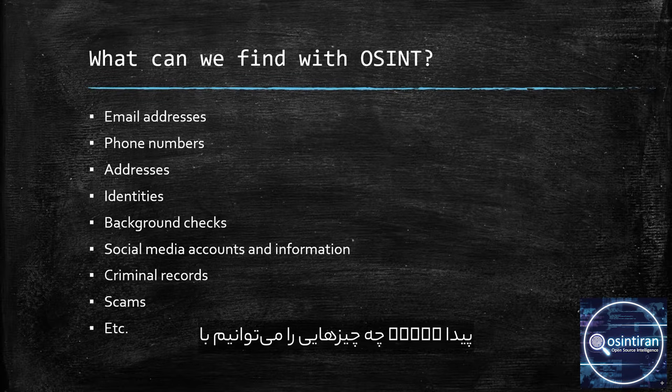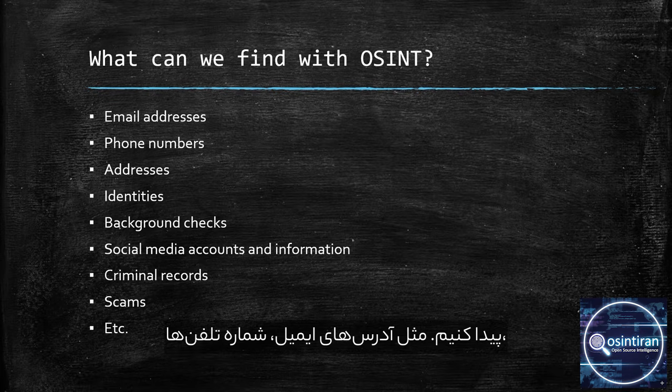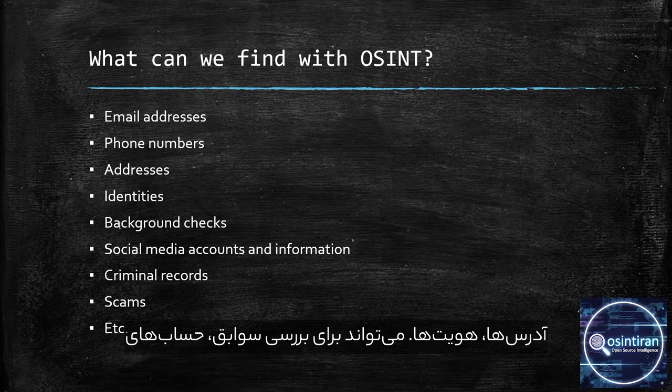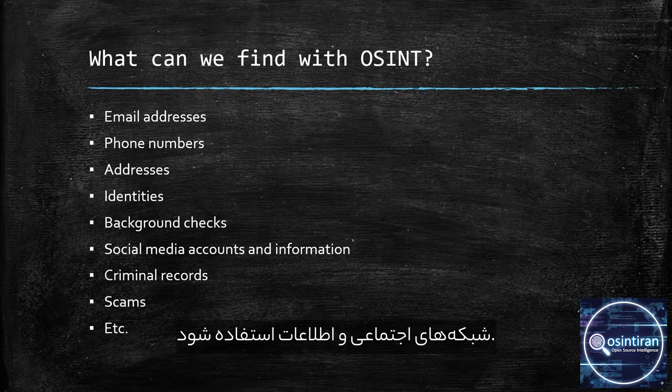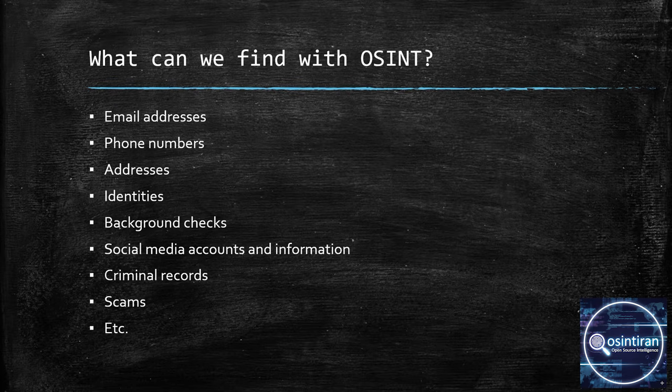Now, what can we find with OSINT? Well, we can find a lot of different things using open source intelligence. Things like email addresses, phone numbers, addresses, identities. It can be used for background checks, social media accounts, and information. We could do criminal record searches. We could figure out different scams and a lot of other things.